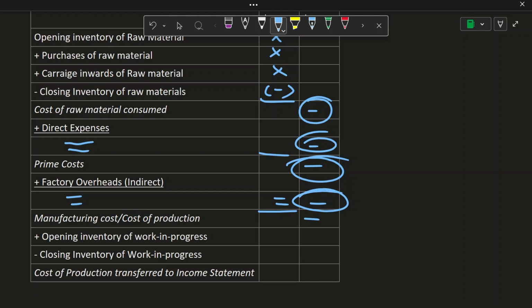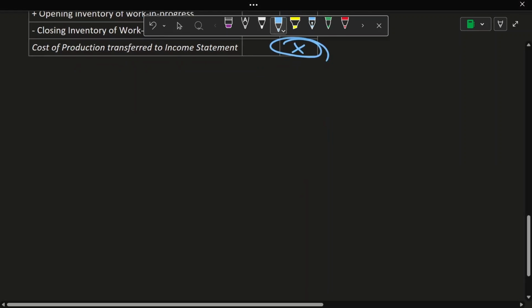Then you have your opening inventory of work in progress. आपकी last accounting period में जितने भी products बन रहे थे, but you couldn't finish them, those products, उनकी opening inventory आ जाएगी. And then you have your closing inventory of work in progress, which is basically आपकी इस accounting period के end पे कितने products in process हैं अभी बनने के. You're going to add and subtract these, ठीक है, and you're going to finally get your cost of production transferred to your income statement.